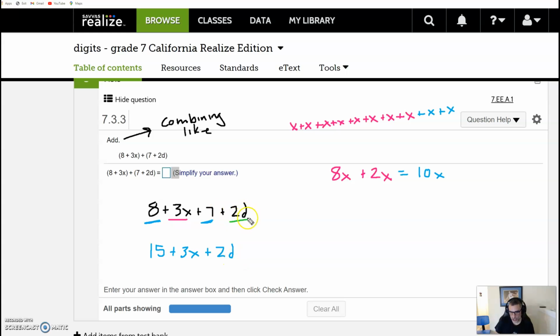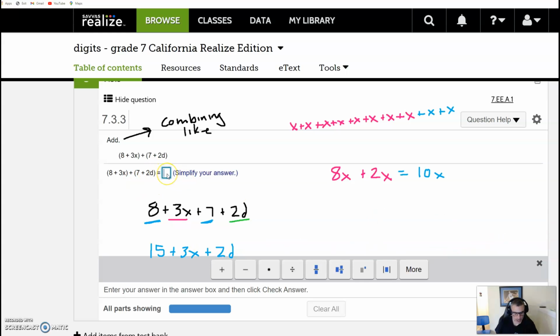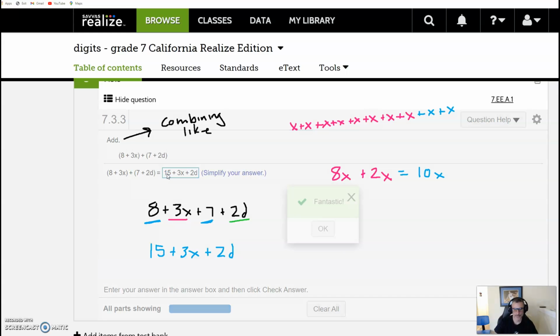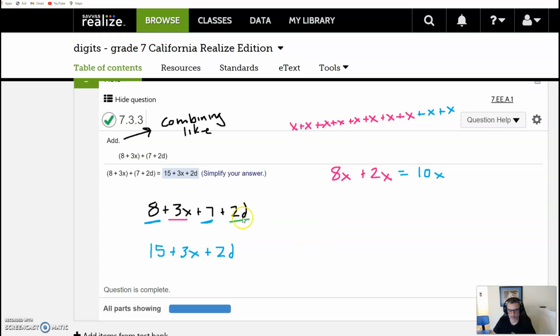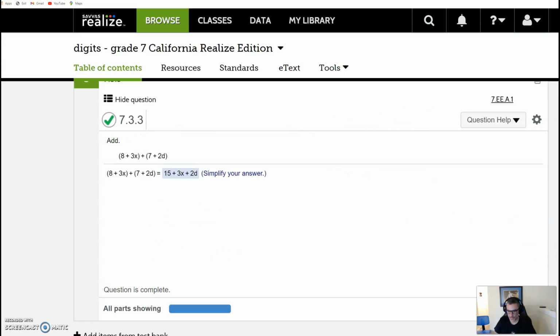If this had been 2 x's, for example, then I could have said, well, 3x plus 2x is 5x, and I would have gotten 15 plus 5x. But because they're not, I can't do that. So when I go to write this, I'm going to say 15 plus, I don't know if the order matters. I think it'll accept 3x plus 2d or 2d plus 3x. Again, remember when you add 2 things, it doesn't matter the order that you add them in. Right? 3 plus 2 is 5. 2 plus 3 is 5. Doesn't matter. All right.